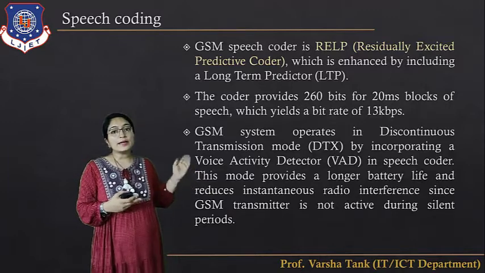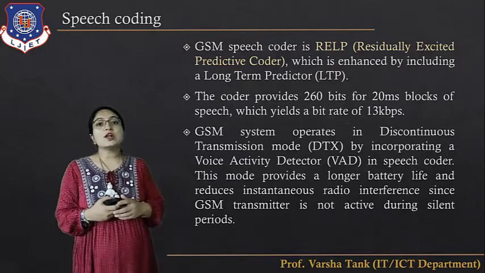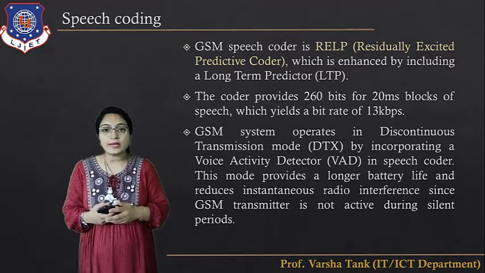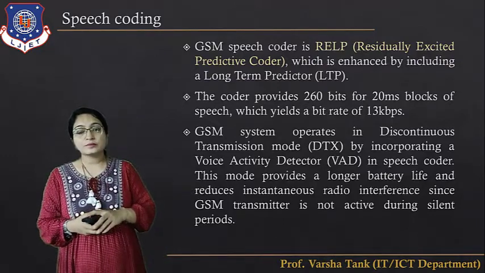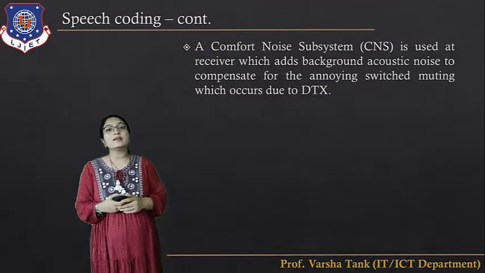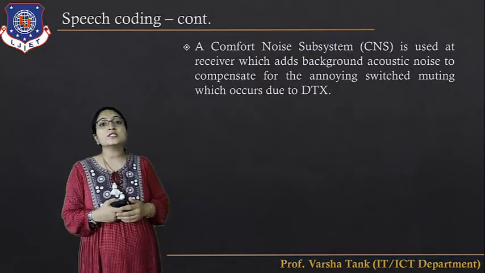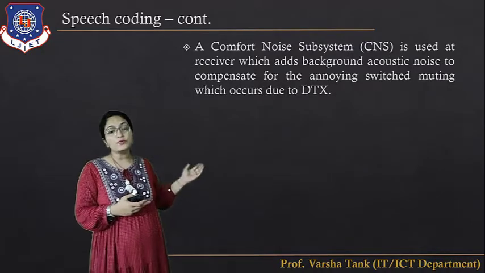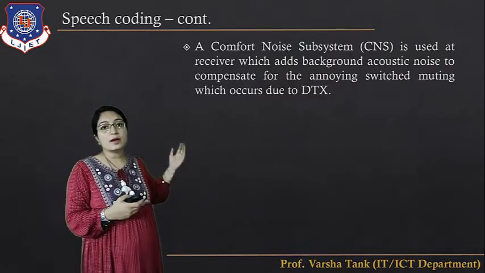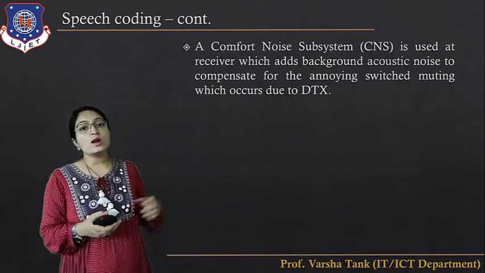This is done by incorporating the voice activity detector, that is VAD, in the speech coder. This mode provides longer battery life and reduces the instantaneous radio interference, since the GSM transmitter is not active during the silent periods. Now a comfort noise subsystem, known as the CNS, is used at the receiver, which adds background acoustic noise to compensate for the annoying switch muting which occurs due to DTX. So this is the speech coding.